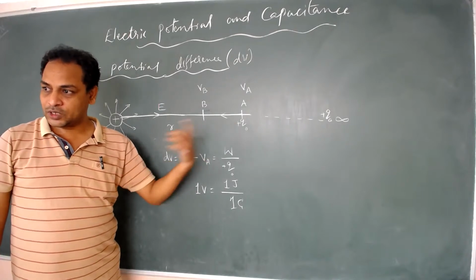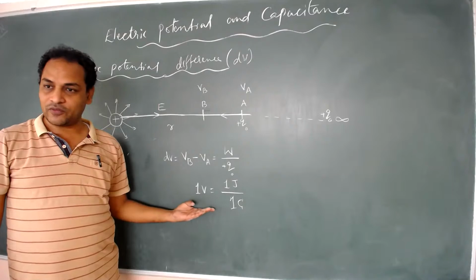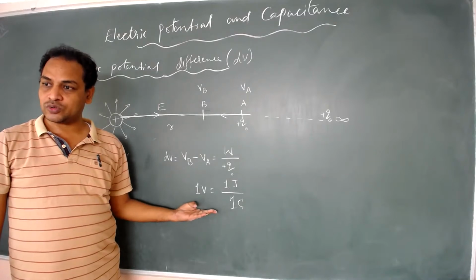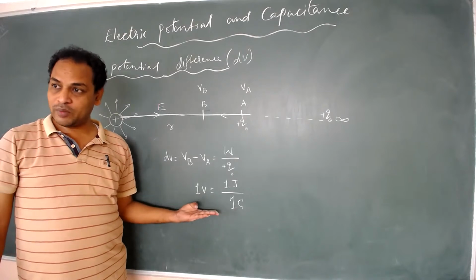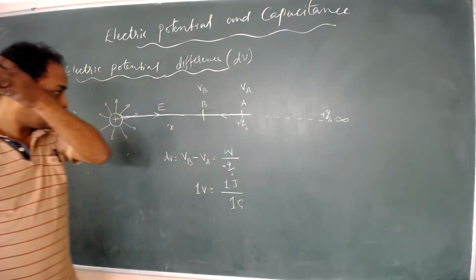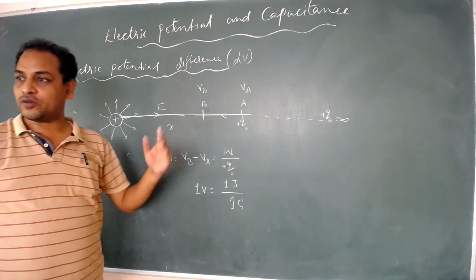Getting what I'm saying, this is how we can define the electric potential also. 1 volt. Clear? So we will define 1 volt like this. Clear? Right. Now let us go for the derivation of this one.